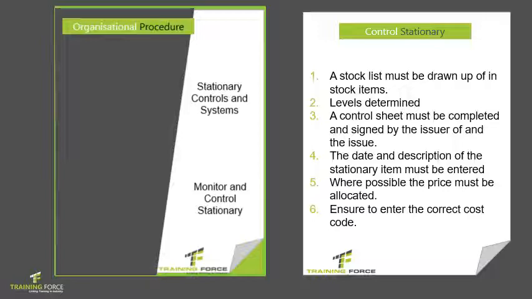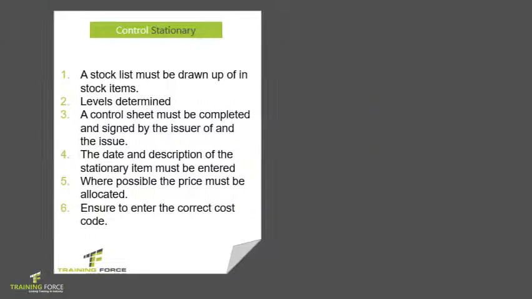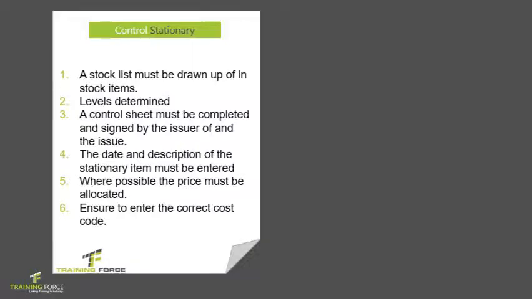The date and description of the stationery item must be entered. Where possible, the price must be allocated, and ensure you enter the correct cost code. Make sure to find out in your organization what the stationery control system is and what the process involves.